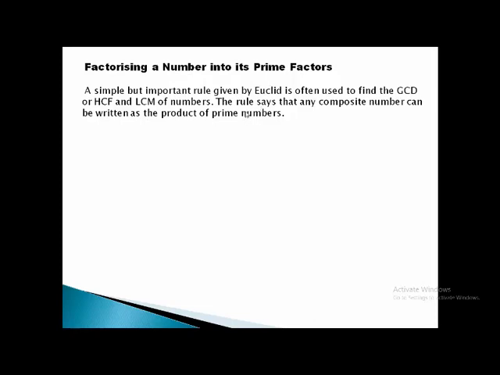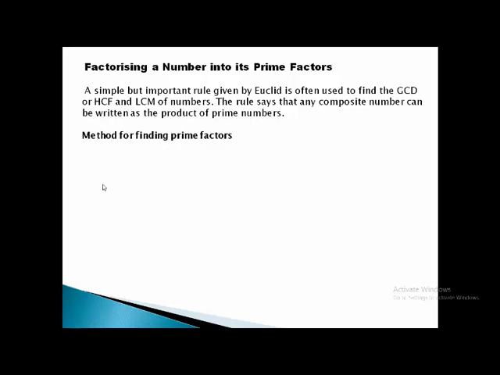What does this rule say? The rule says that any composite number can be written as the product of prime numbers. Means whenever there is a composite number and we write all its factors, those factors are all prime numbers. So a composite number can be written as a product of prime numbers. Let's see with an example. Now, methods for finding prime factors.